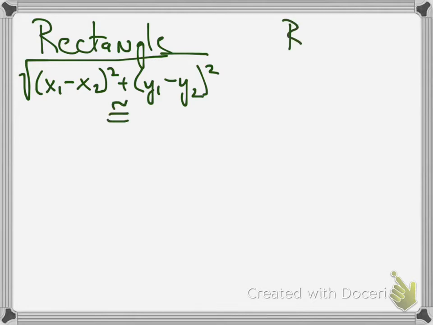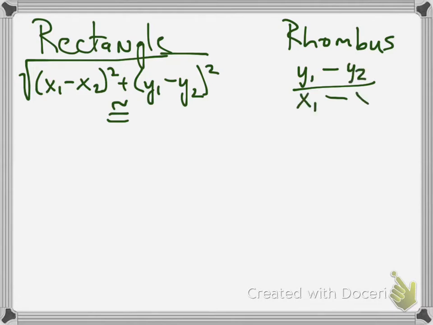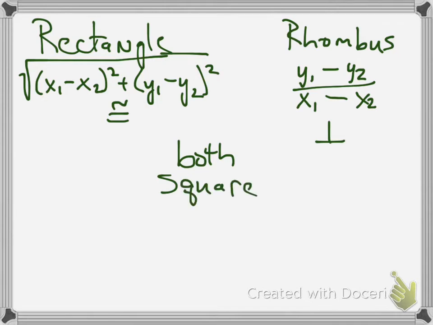For a rhombus, we want to look at the slopes. And so again, here we're saying y1 minus y2, or y2 minus y1, over x1 minus x2, and we want to see if those are perpendicular. If they are one or the other, that's great. If they are both, then that is a square. That is the worst way to write a Q. Let's try that again. Okay, so what does that mean?